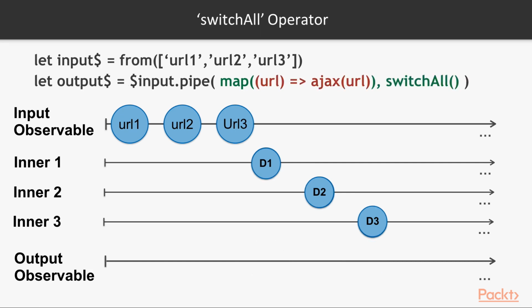Another possible behavior is switching. Switching means that we are interested in only the last inner observable's request value. In our case, it is the URL3 request result. So if results of the first and second requests have not arrived at the moment of a further request, their results will be ignored. And only the third inner observable's data will be emitted to the outer observable.